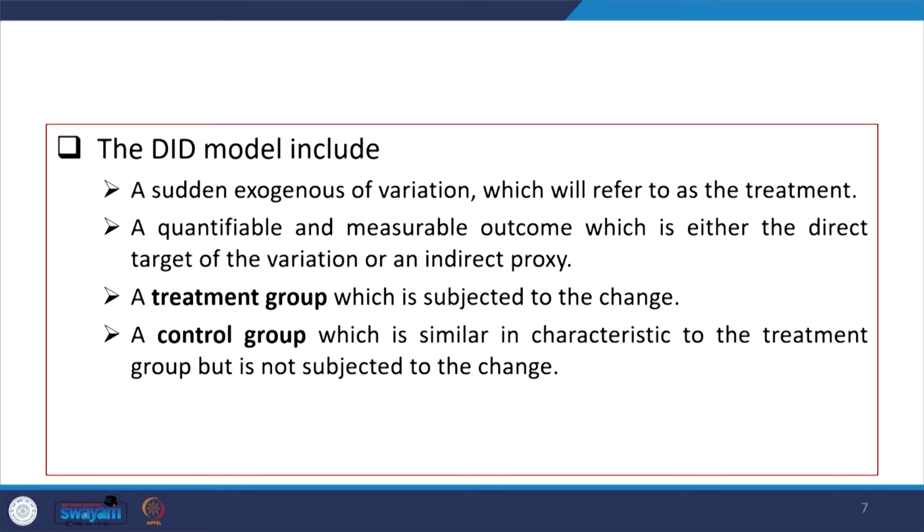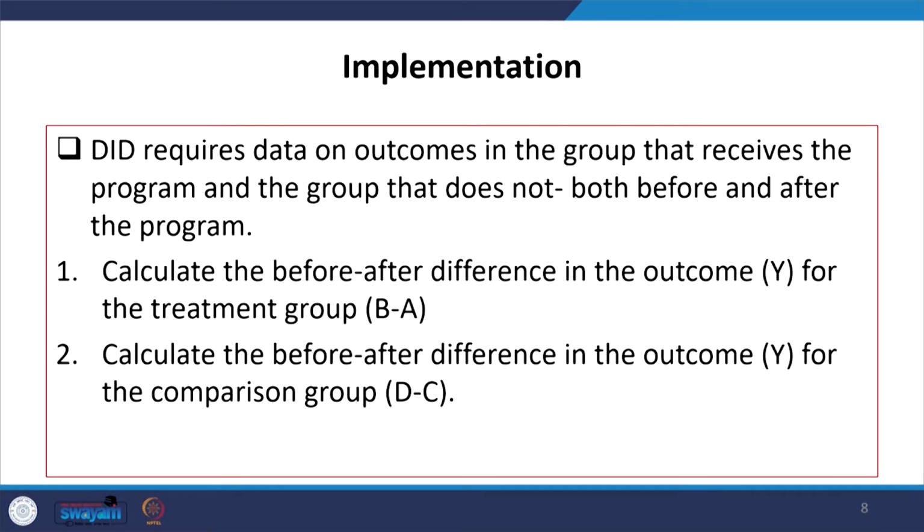The DID model includes a certain exogenous variable, which we will refer to as the treatment; a quantifiable and measurable outcome, which is either the direct target of the variation or an indirect proxy; a treatment group, which is subjected to the change; and a control group, which is similar in characteristics to the treatment group but is not subject to the change. We have already discussed this earlier as well.